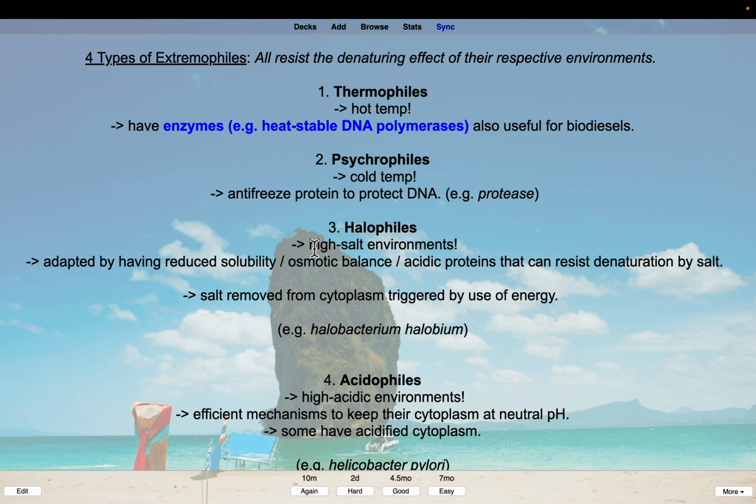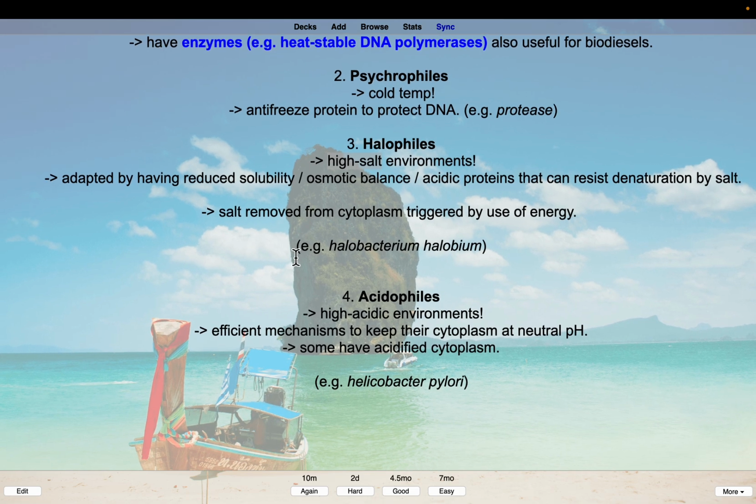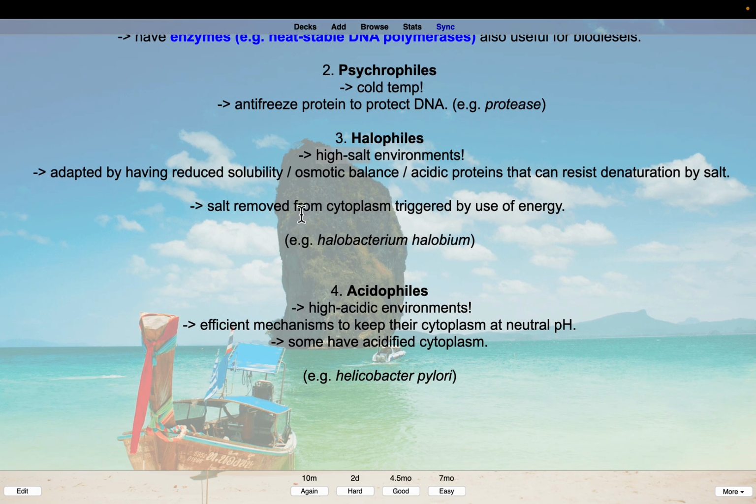Halophiles, they live in extremely salty environments. They have adapted by having reduced solubility or osmotic balance or acidic proteins that can resist denaturation by salt. The salt removed from cytoplasm is triggered by the use of energy. So one example is Halobacterium halobium. Number 4, acidophiles. They can live in high acidic environments. Efficient mechanisms to keep their cytoplasm at neutral pH. Some have acidified cytoplasm. One example is Helicobacter pylori. This is pretty famous, by the way. If you ask me its actual or other name, I don't know. Well, I could just say that it's famous because I've seen it many times. So it's only a matter of great familiarity.